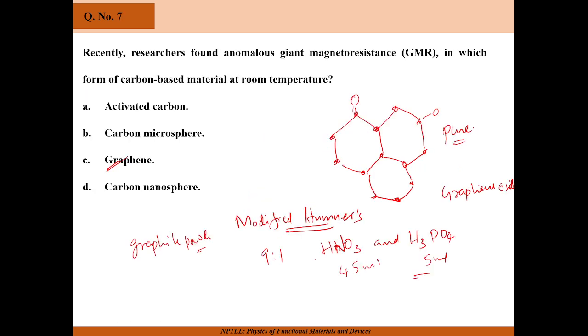Recently, researchers have found anomalous giant magnetoresistance in a form of carbon-based material at room temperature. It was discovered for graphene, which is a single layer graphite material.